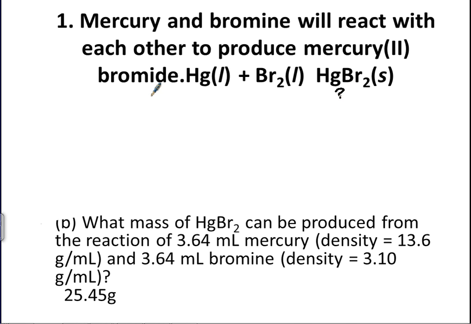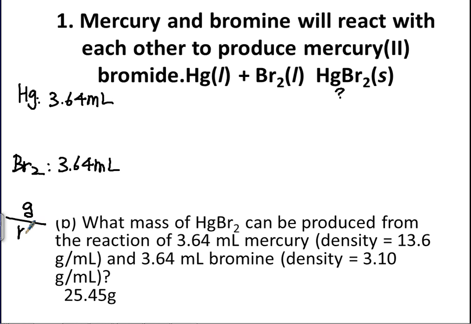So now I have, for mercury, 3.64 milliliters of mercury, right? For Br2, I have 3.64 milliliters of Br2. I have volume. It does not say anything about gas, so we can't use the STP rule of 1 mole equal to 22.4 liters. But what do I have? Density. If you look at the density formula, it's grams over milliliter, right?